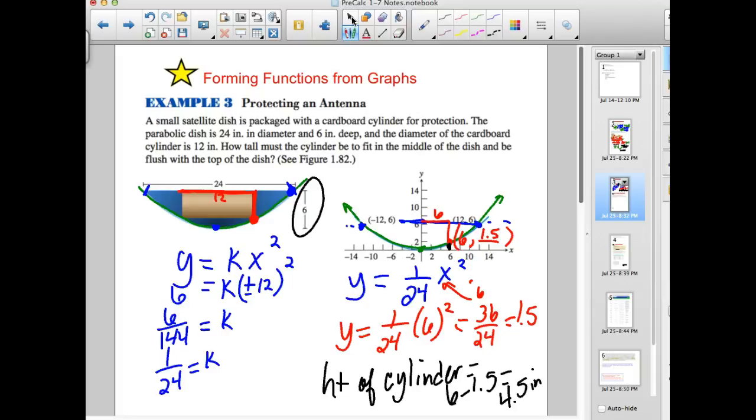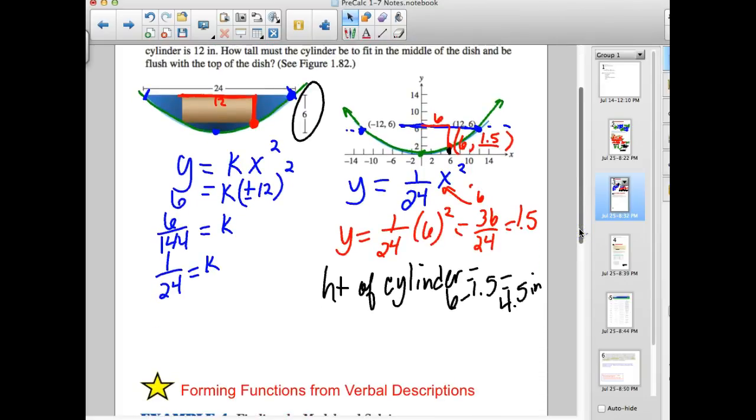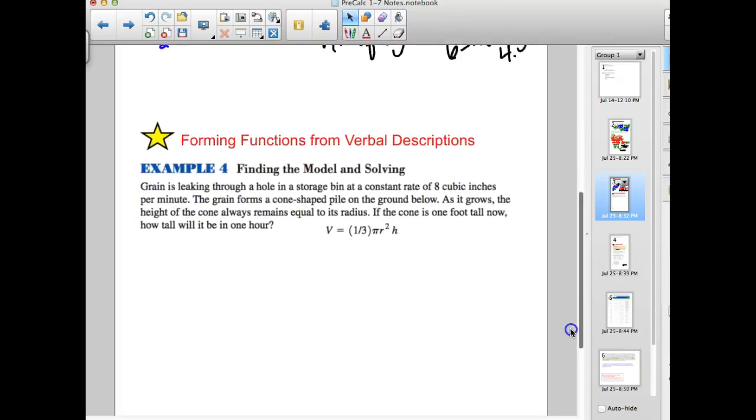All right. So we would want to make that cylinder 4.5 inches tall, and then it would sit in there and be flush with the top of the satellite dish. Okay? Questions on that one?